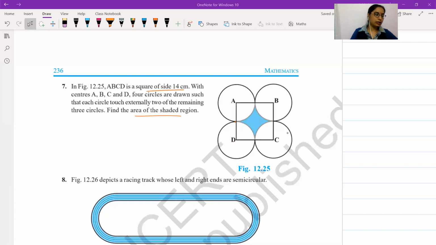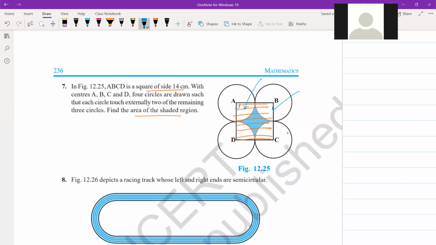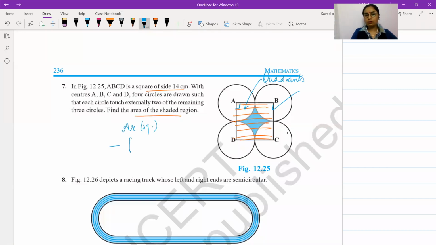So what we have to do here is, you have this square. If you can find out the area of the square, from the area of the square, remove the area of the 4 white parts. And can anyone observe and tell me what are those 4 white parts at each of the corners? Quadrants. These are quadrants. So what we want to do is find out the area of the square, and from that subtract the area of the 4 quadrants. And in order to find out the area of the quadrants, we would need the radius.